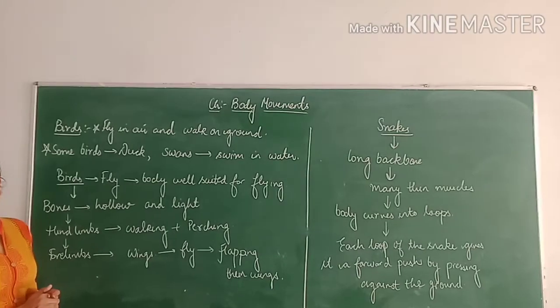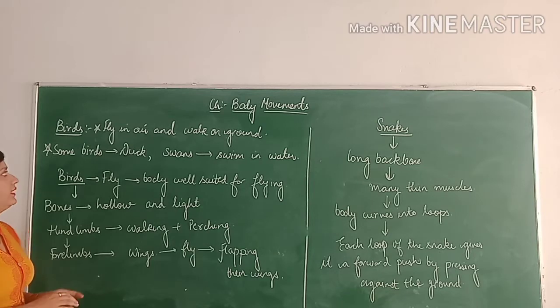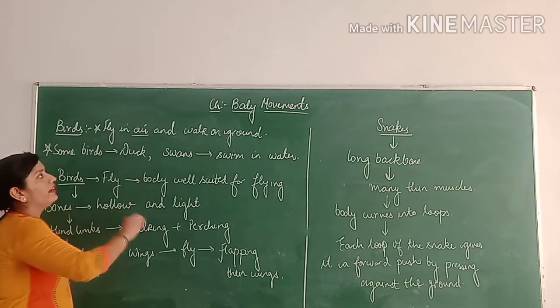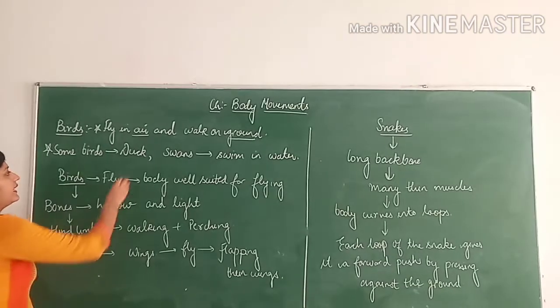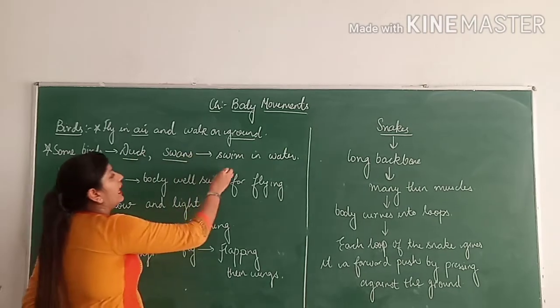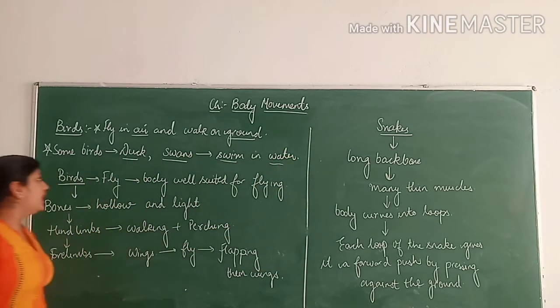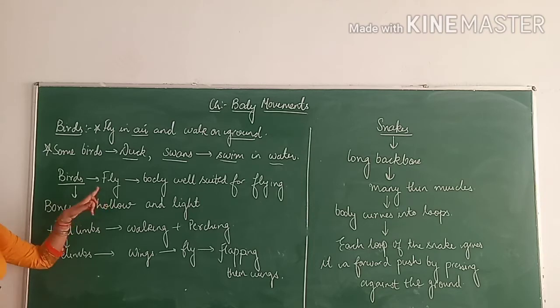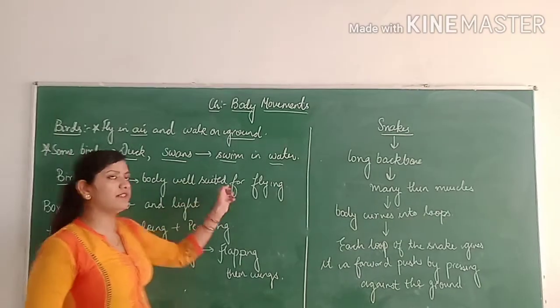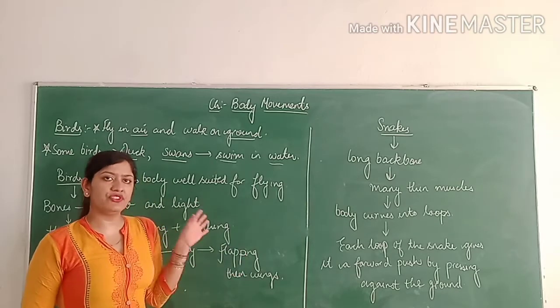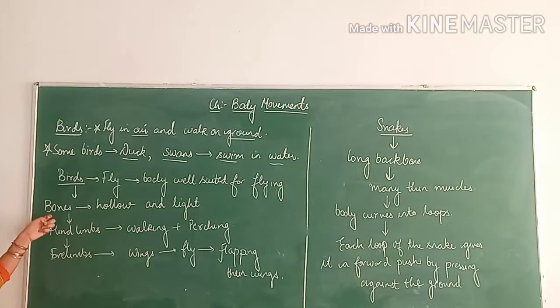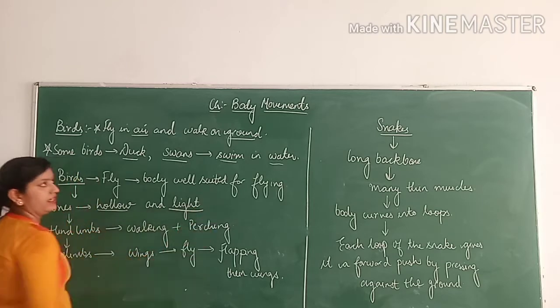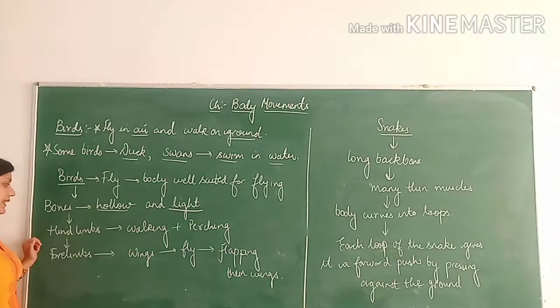Now my dear students, we will study about birds. Birds fly in air and walk on ground, and some birds like duck and swan actually swim in water. Now birds fly because their body is well suited for flying. Their body is made in such a way that they are well suited for flying. Birds have bones. These bones are hollow and light.